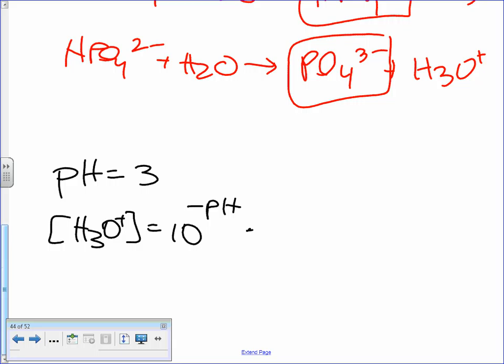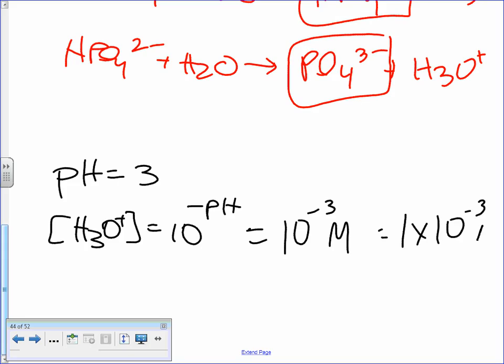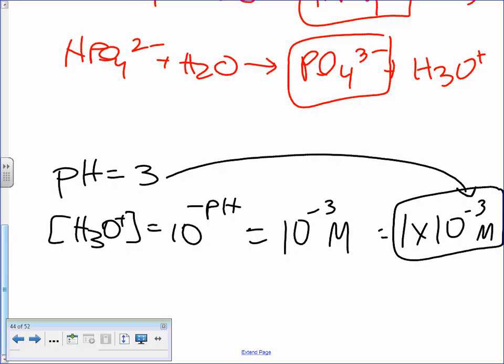So log function, log rules means that 3 goes in there, right? So that's going to be 10 to the negative 3 molar. Well, that looks kind of stupid like that. So most people write it as 1 times 10 to the negative 3 molar. So the pH tells you the exponent for the hydronium. So that's like the log logic rule. That's my lingo in there, but that's what I'm talking about.